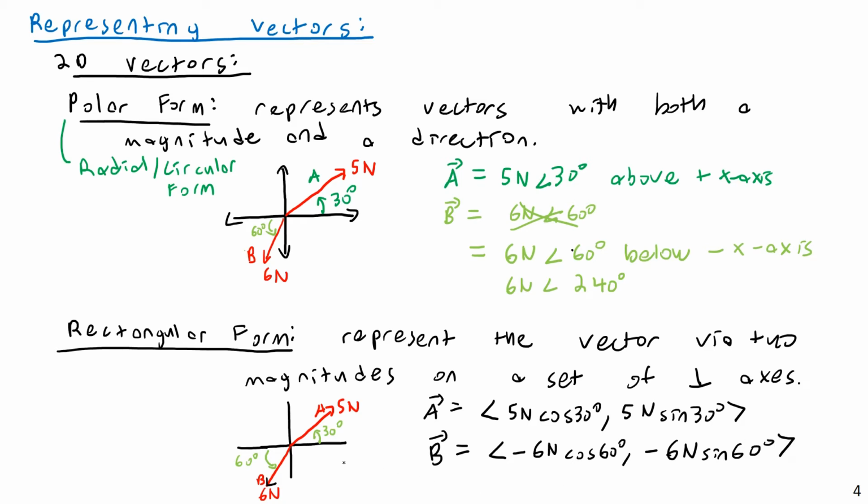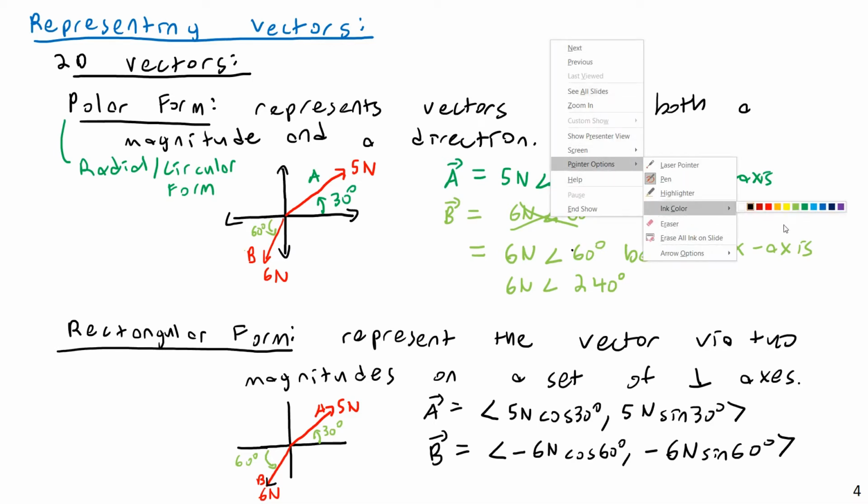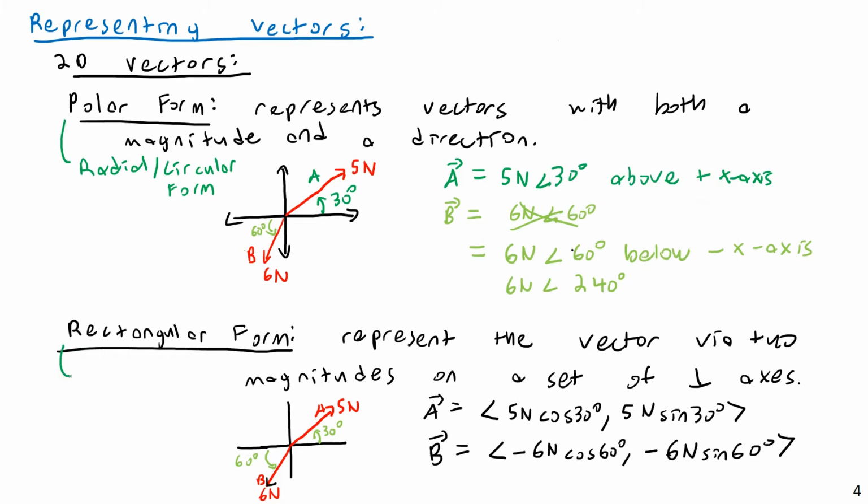No great surprises here. And then some alternative names for rectangular form. You often see these referred to as Cartesian vectors or Cartesian coordinates, or sometimes component form. And really, by this time in your education, I would think you've seen these before in pre-cal, and hopefully you're all fairly familiar with it.